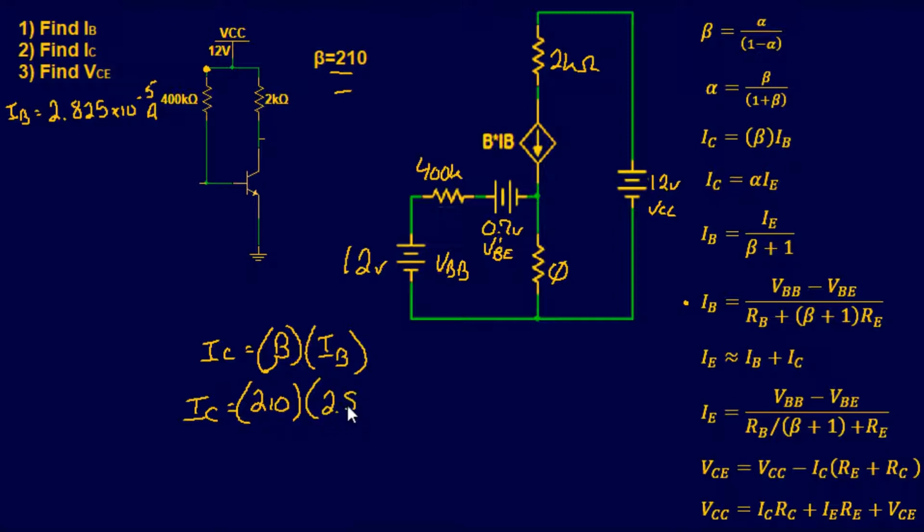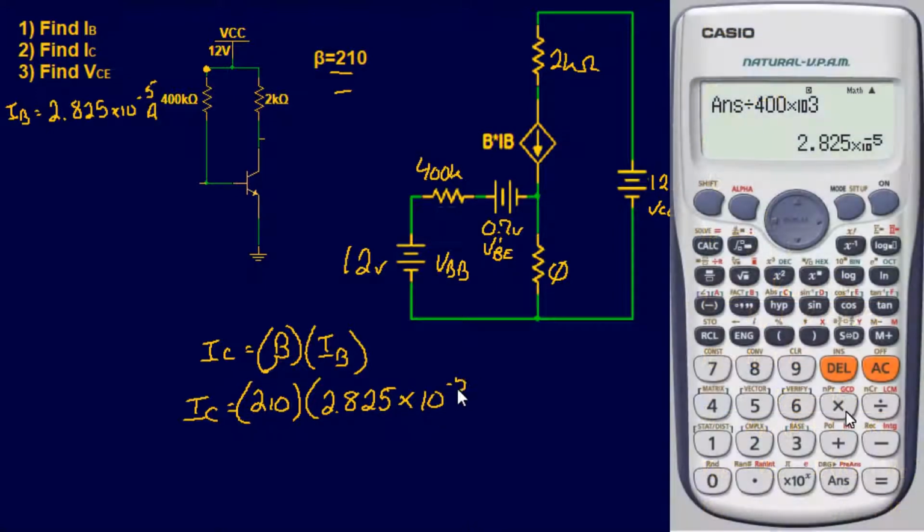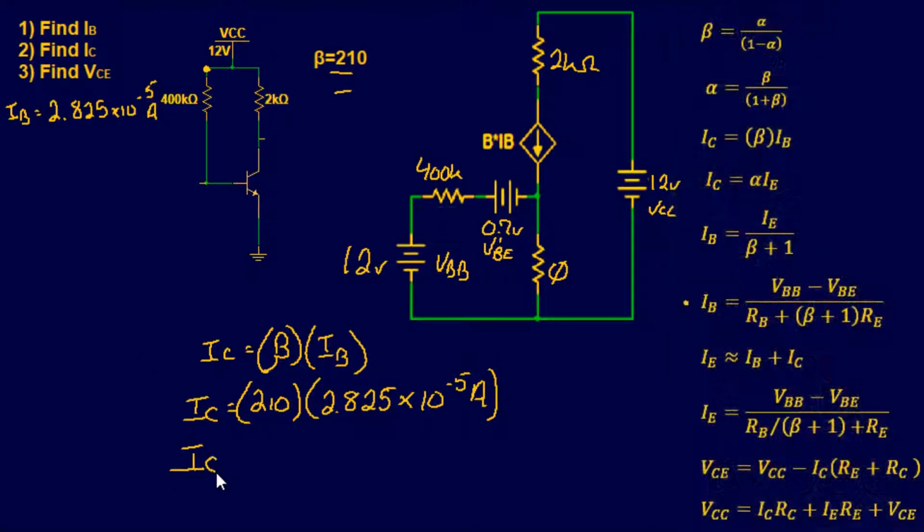And 2.825 times 10 to the negative 5 amps. Okay, plug and chug that in our calculator. I'm going to say collector current of 5.9325 milliamps. And that was pretty easy. That was a simple plug and chug. Once you found the hard one, the rest of it was pretty easy.